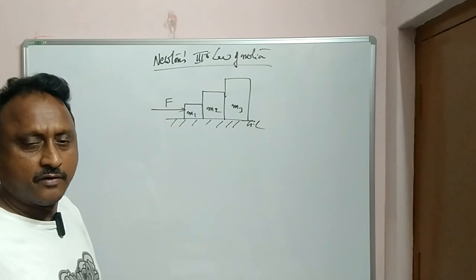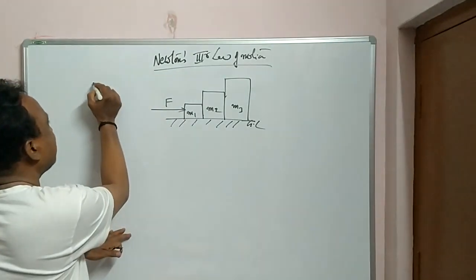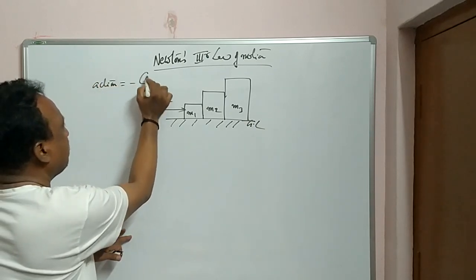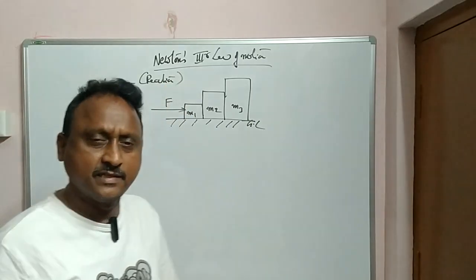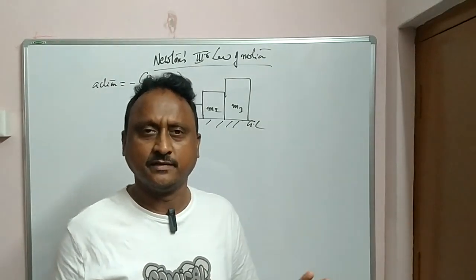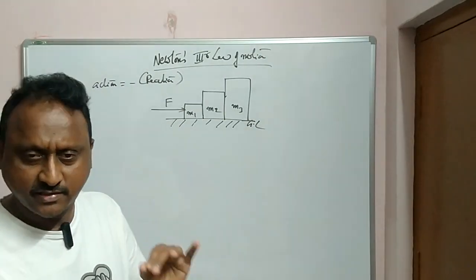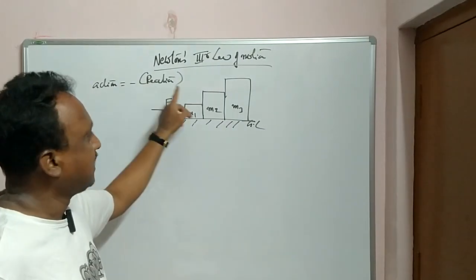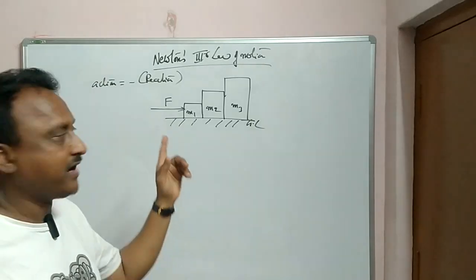Now first of all, what is Newton's third law? The third law is simply action is equal to minus of reaction. That means for every action there is an equal and opposite reaction. Why this minus? Minus indicates that the resultant is in the opposite direction of the applied force.